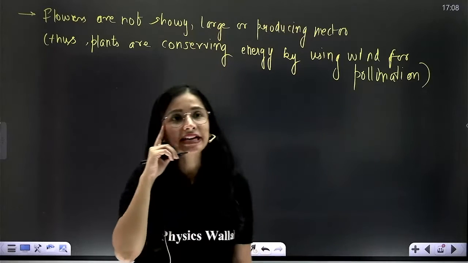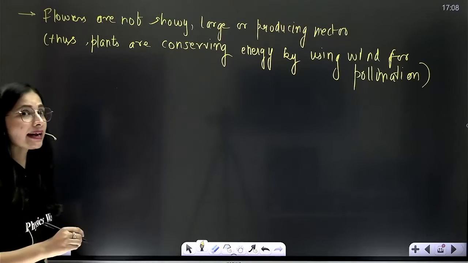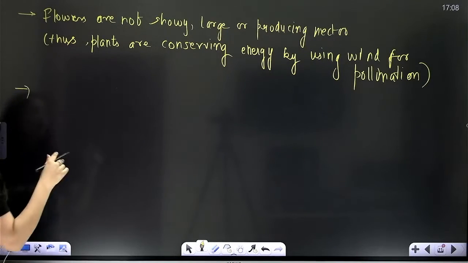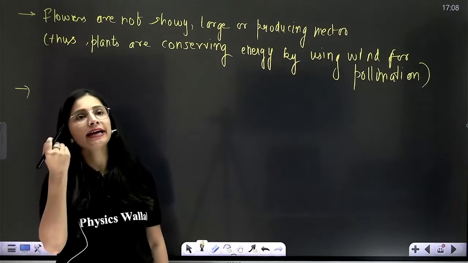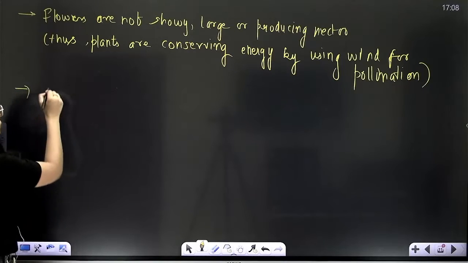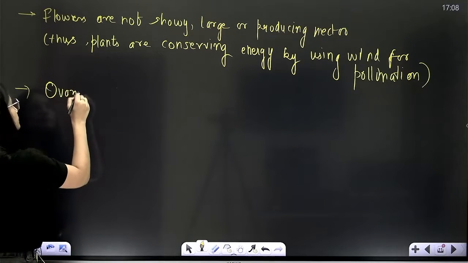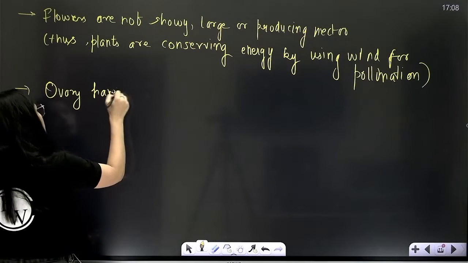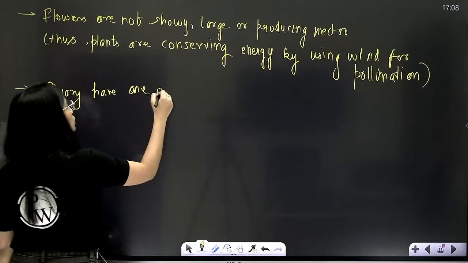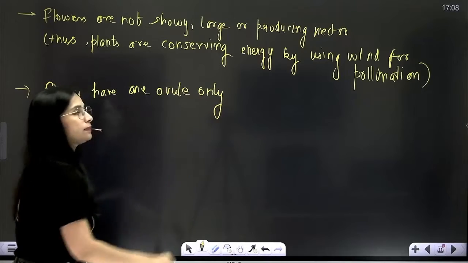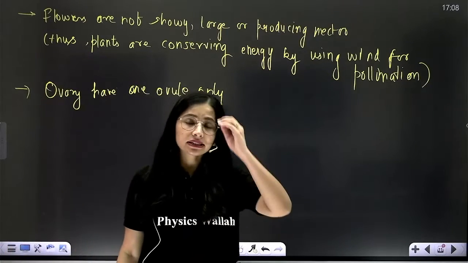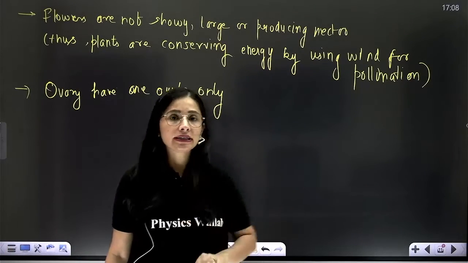Right? Yes or no? One more characteristic feature is there, beta. The plants which are wind pollinated usually have one ovule in their ovary. So ovaries have one ovule only if it is wind pollinated. So this is also one of the characteristic features of wind pollinating flowers.